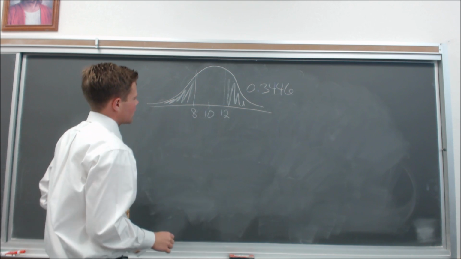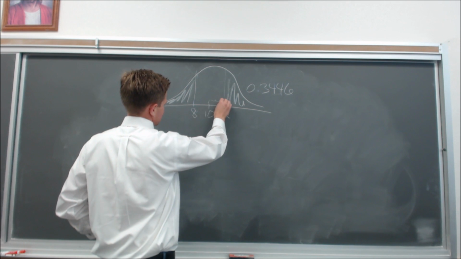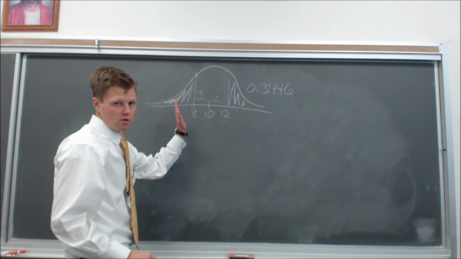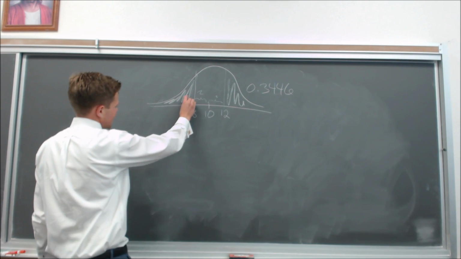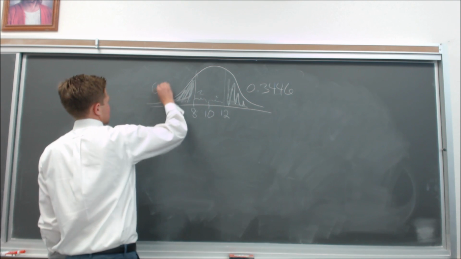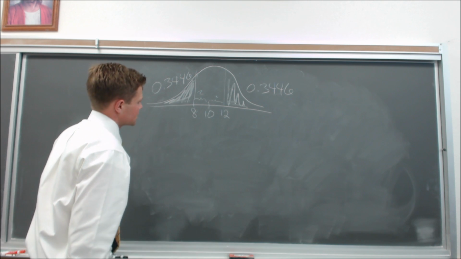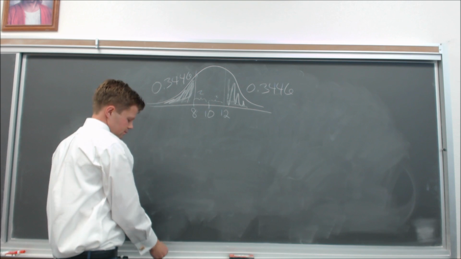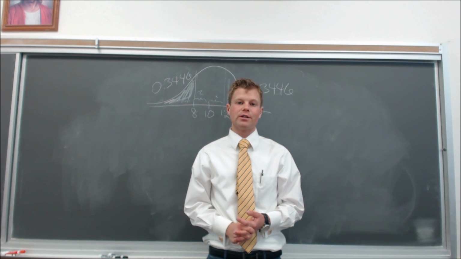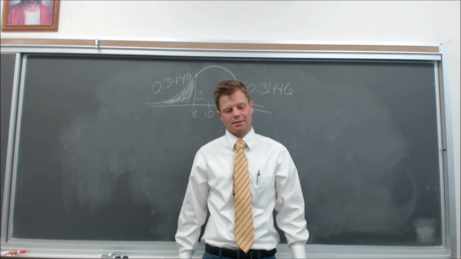And if you look at what's below, now observe closely here, because we have this distance is 2, as well as this distance. An equal distance from the center means that this area is going to be the same as this area over here. So 0.3446, and you add those together, and you get 0.6892, which is the probability of getting above 12 or getting less than 8.